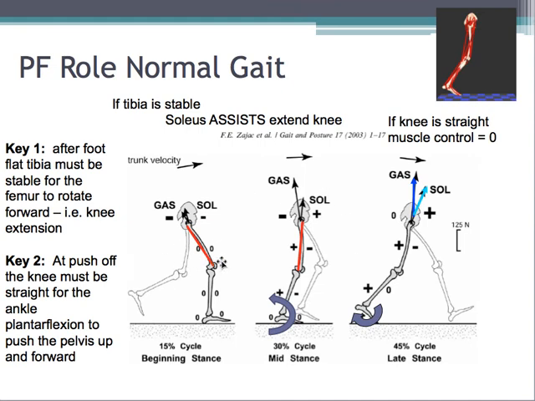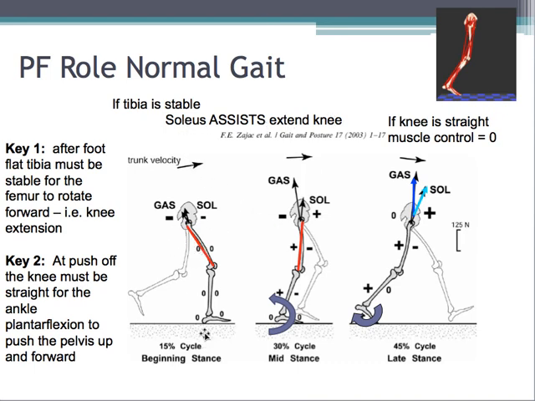So this comes up at least a couple times during gait in terms of helping us control proximal movement. There are two key points that we're going to make with this graph. The first key point is that after foot flat, the tibia must be stable for the femur to rotate forward, or else first to get knee extension. So in this first area, soleus assists to extend the knee.